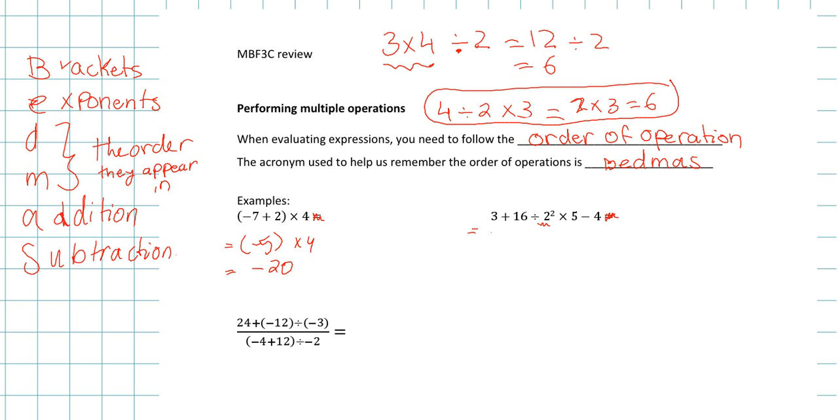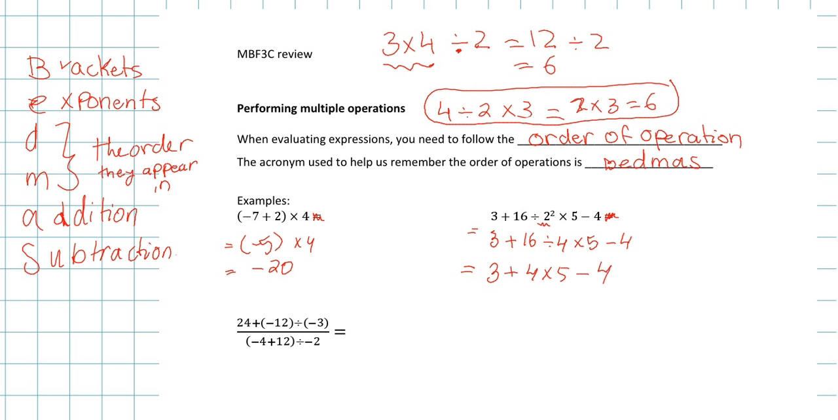BEDMAS says after the exponent I have to do my division in this case because division is appearing before the multiplication, okay? So it happens that division is appearing before multiplication, so I divide what by what? 16 divided by 4, which gives me 4, okay? Then multiplication, so I have to multiply the 4 by the 5. That's 3 plus 20 minus 4.